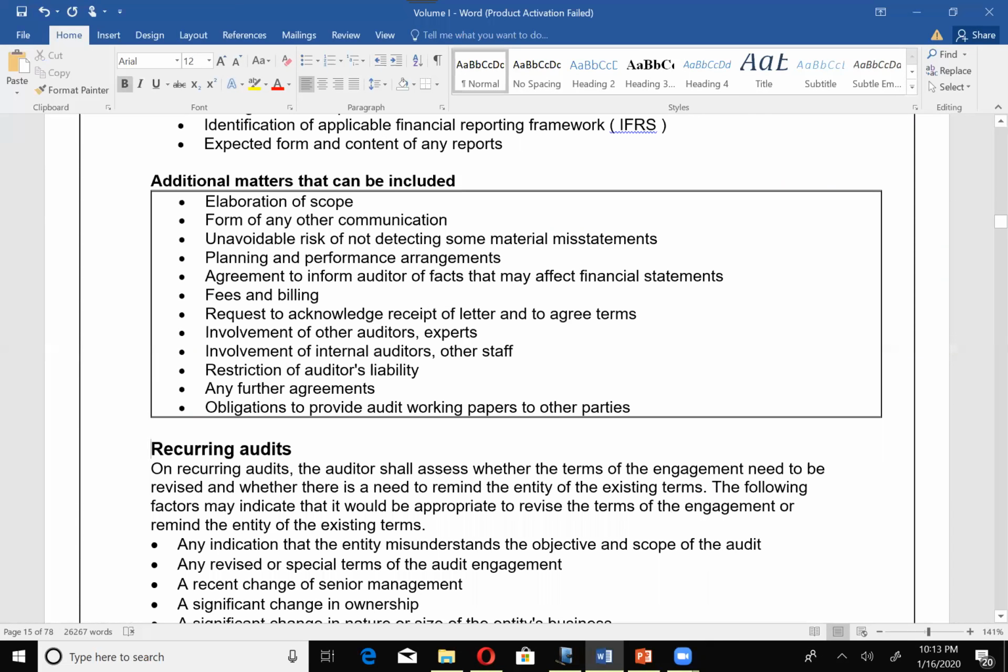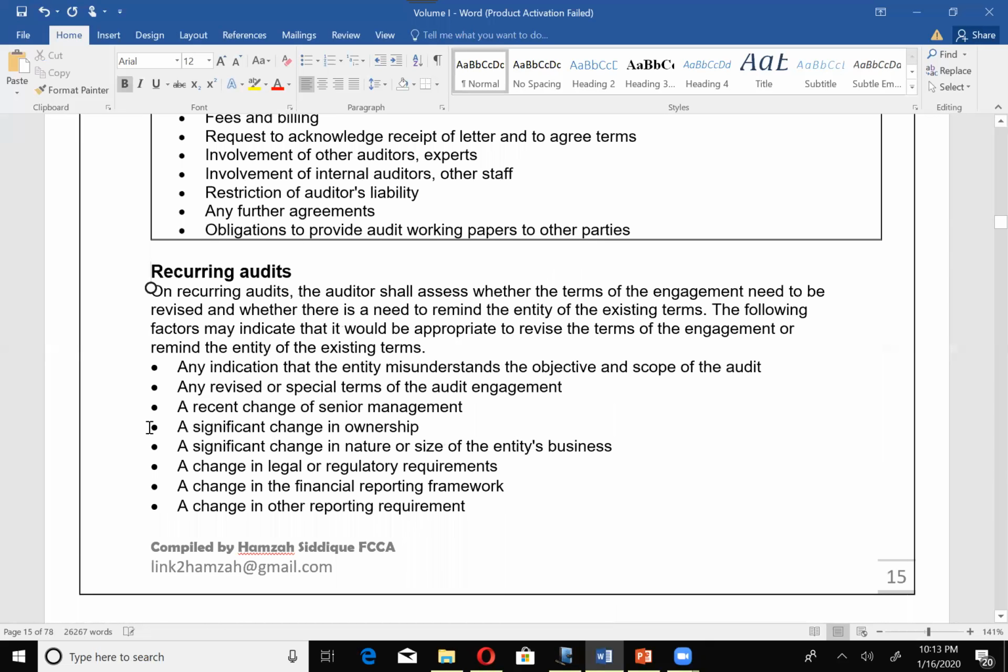Next. Next is recurring audits. It means next year's audit. What is the meaning of it, students?